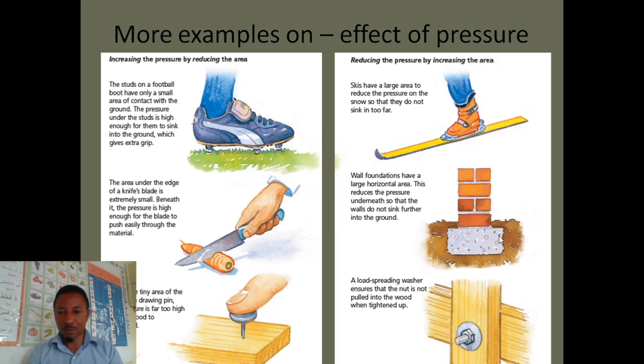And then this is an interesting one. A wall foundation has large horizontal areas, a large area here, below. This reduces the pressure underneath so that this wall doesn't sink. So you have a large surface here. Now the same thing applies to this. You don't want this nut here to sink and move into the wood. You can use what is called a washer. A washer tends to reduce the pressure, and that way the nut cannot move inside the wood as you're tightening it.